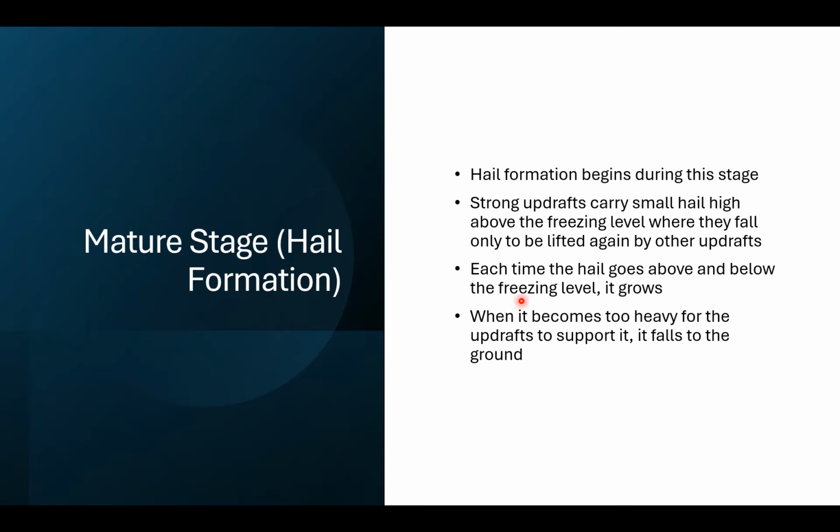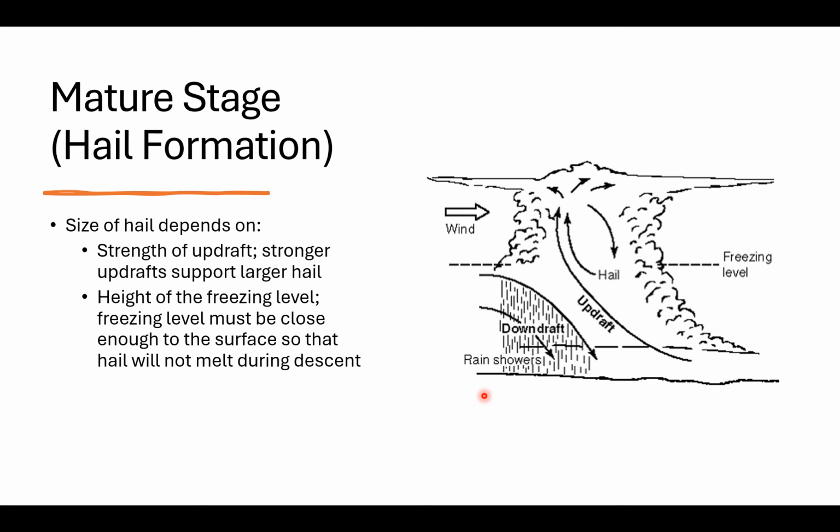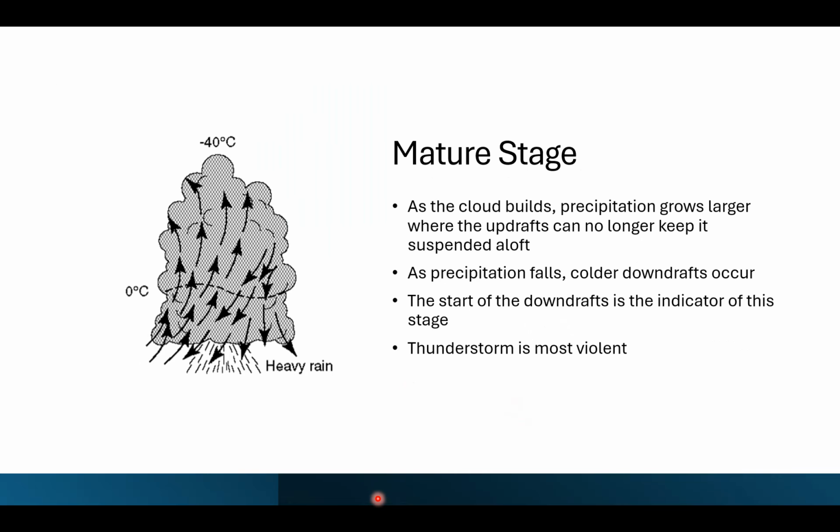Each time the hail goes above and below the freezing level, it grows. It adds another layer. It's an accretion of ice process. And when it becomes too heavy for the updrafts to support it, the hail eventually falls to the ground. Let me just kind of show you the pattern of hail formation real quickly using this cloud on the left.